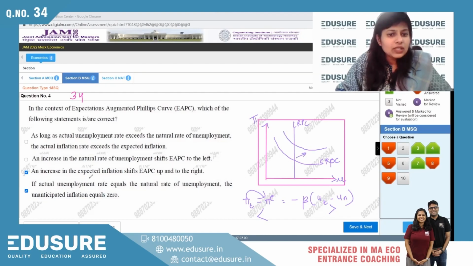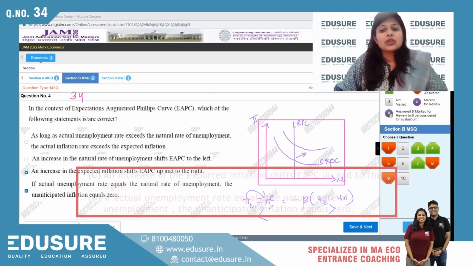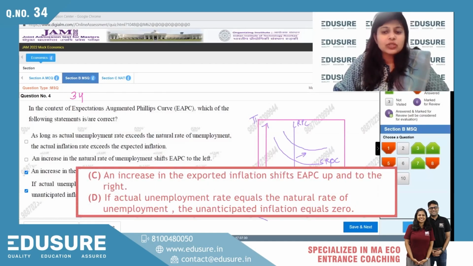An increase in the expected inflation shifts the expectations augmented Phillips curve up and to the right. This is true. And the last option is if the actual unemployment rate equals the natural rate of unemployment, the unanticipated inflation equals 0. This is also correct because then the actual inflation will be equal to the anticipated inflation. So 2 options are right.